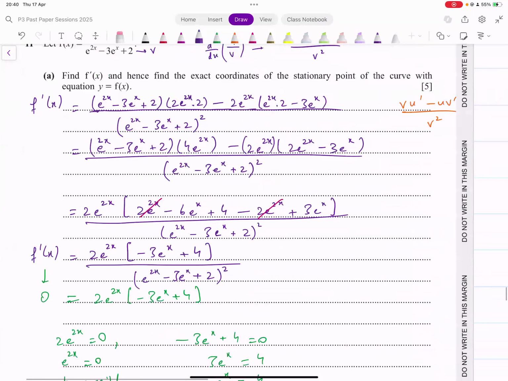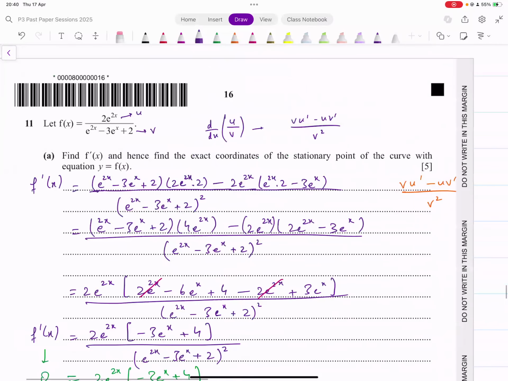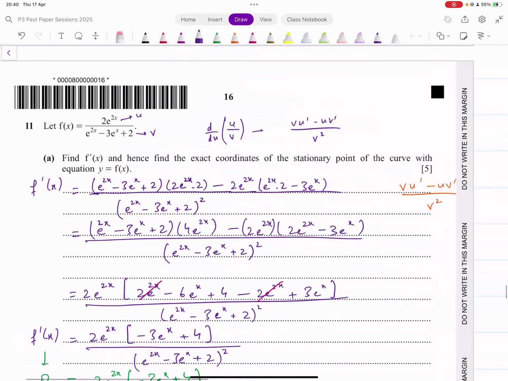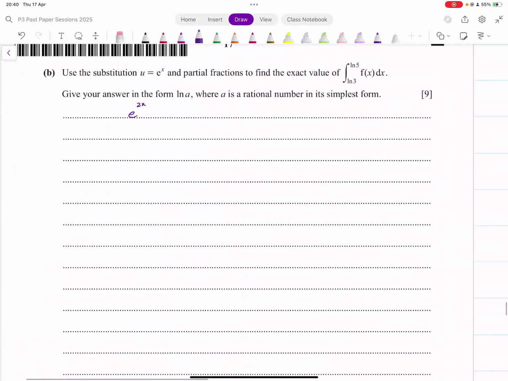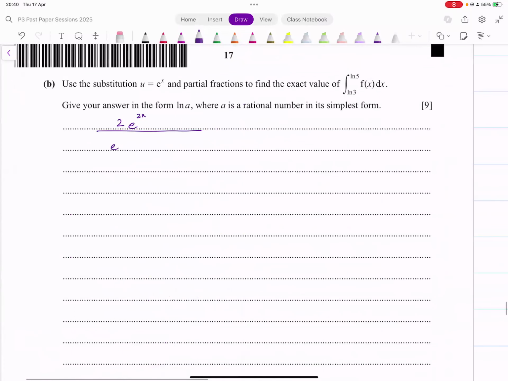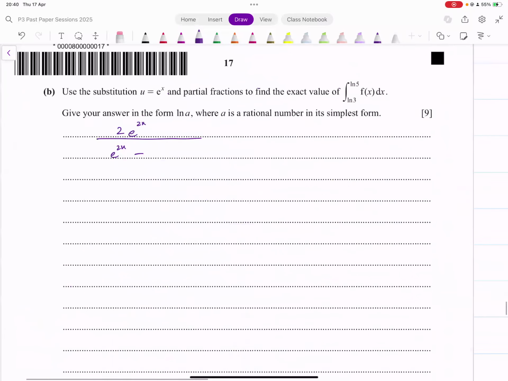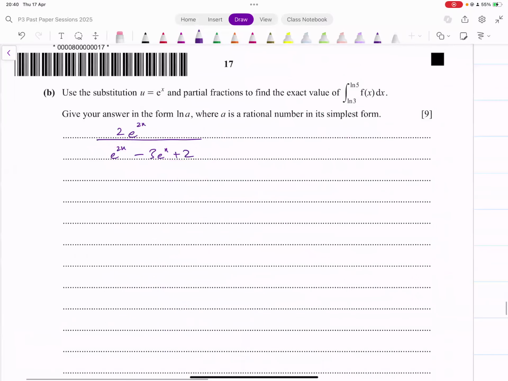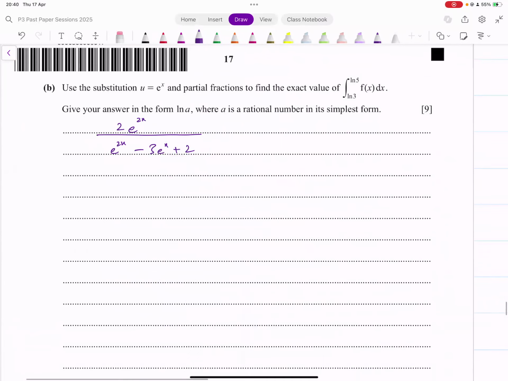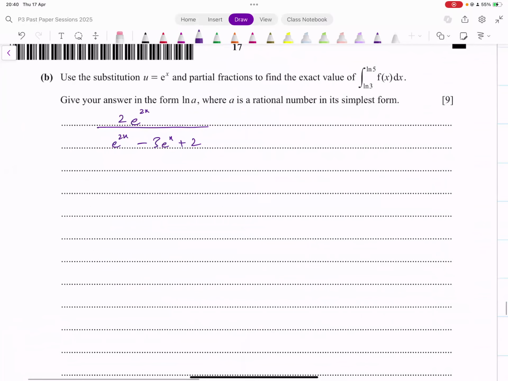So this is 2 e raised to power 2x divided by e raised to power 2x minus 3 e raised to power x plus 2. What we want to do is use the substitution to find the exact value of this. Integrate this with respect to x.